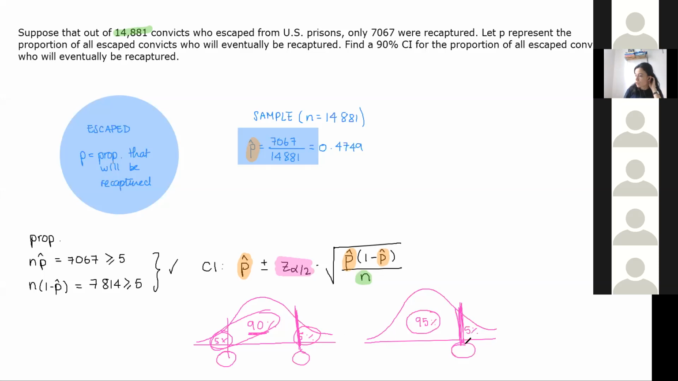So this is the value that I'm looking for. That's the big question that I'm trying to answer over here. And so here we go. We're going to go to the Z table, which is somewhere around here.